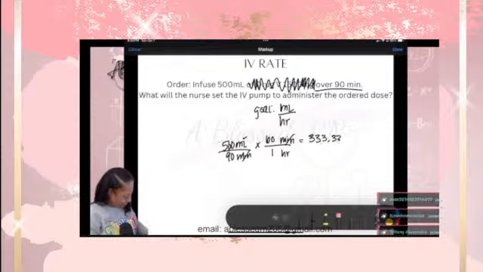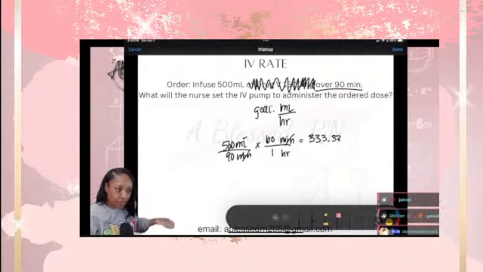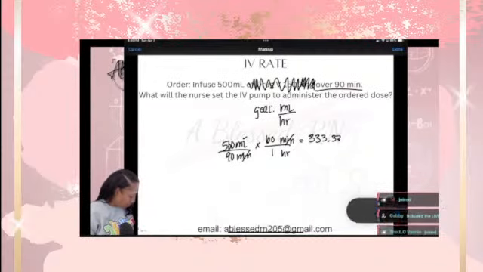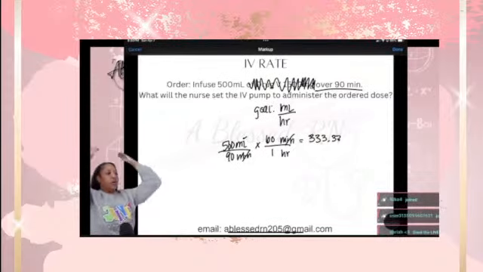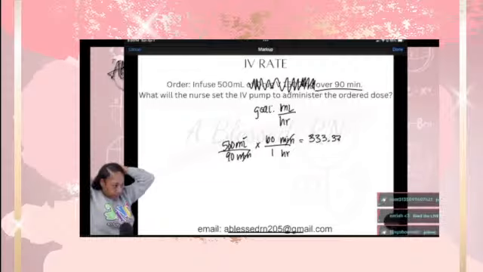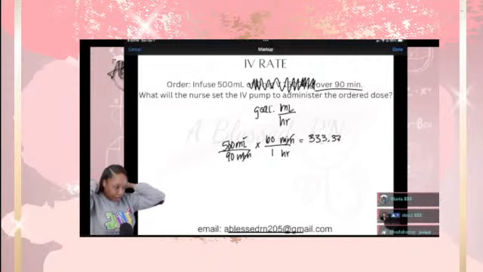Right? 333 repeating. So question: if this asks you to round to the nearest whole number, what will it be? 333 milliliters per hour. Okay.